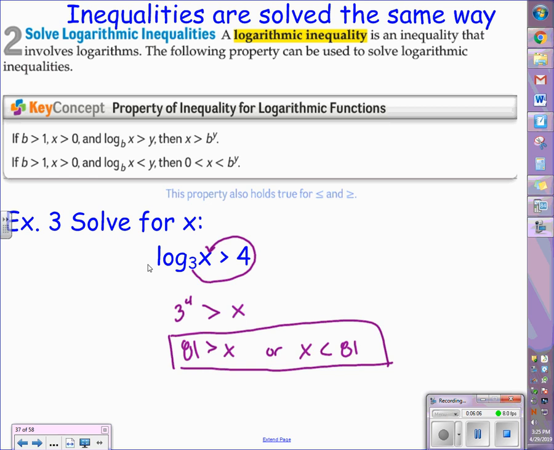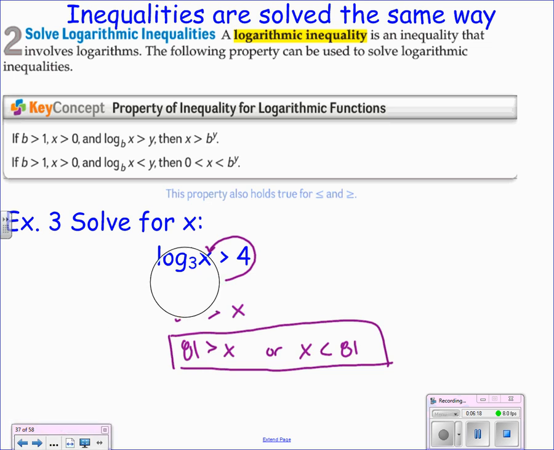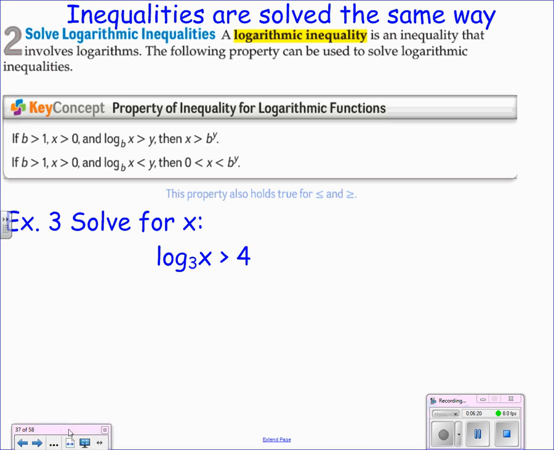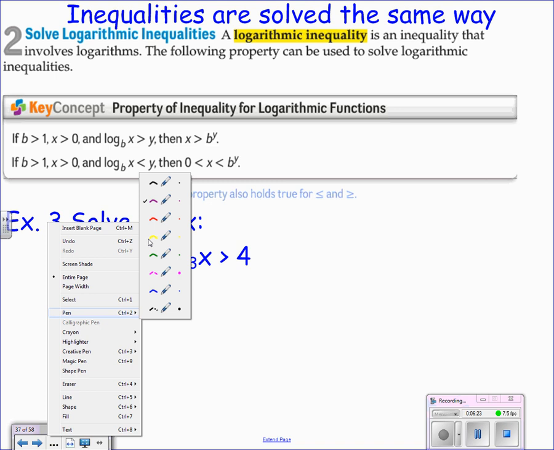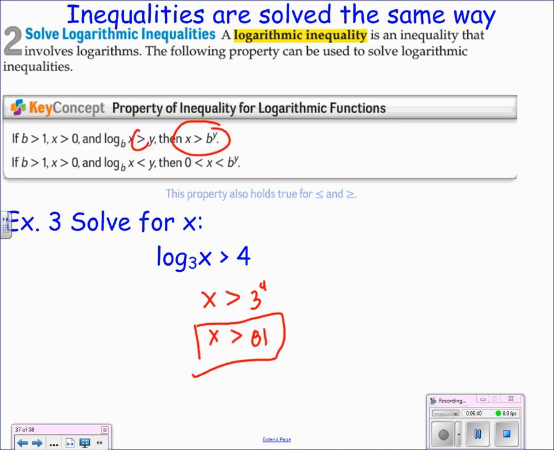I do apologize. This doesn't work quite like an equation, so I need to erase this, and I'm going to follow the format of what is above. According to what's above, we're going to put x, then greater than 3 to the 4th. So that means x is greater than 81. Again, I was using this format because it's a greater than symbol.